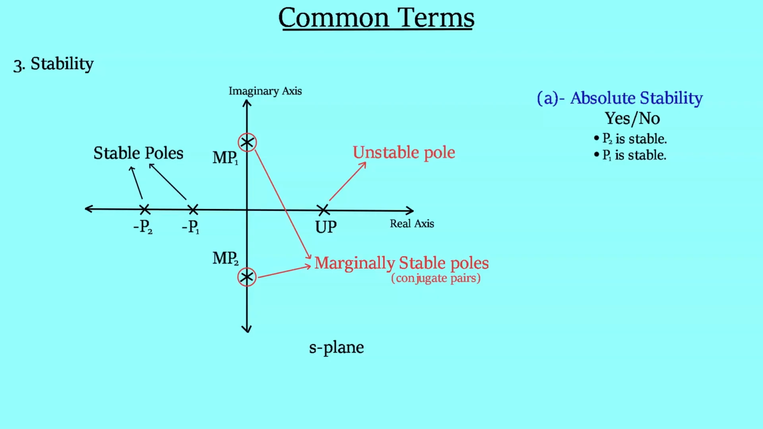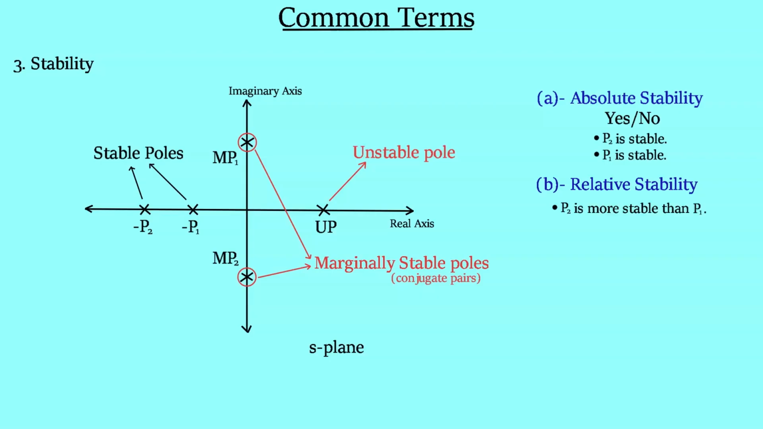The other term is relative stability, where we compare two different poles and their stabilities. Suppose that we have to compare and tell which of the two poles P1 and P2 is more stable, then the poles which are more distant from the unstable area border, which is the imaginary axis, are more stable. So we can say P2 is more stable than P1.